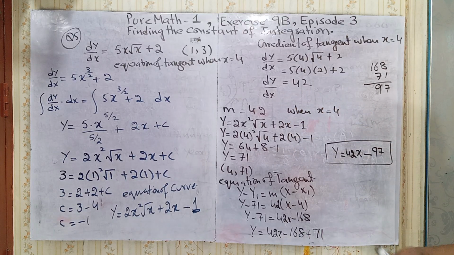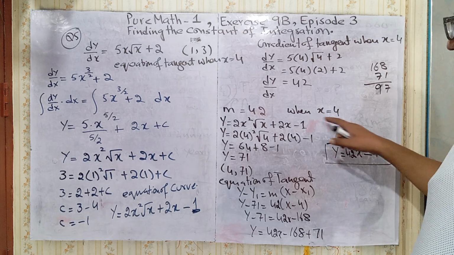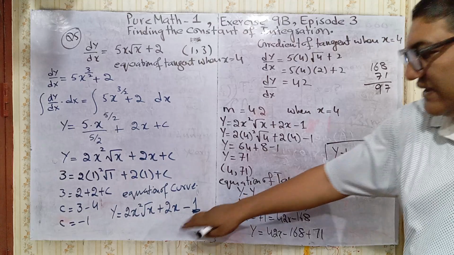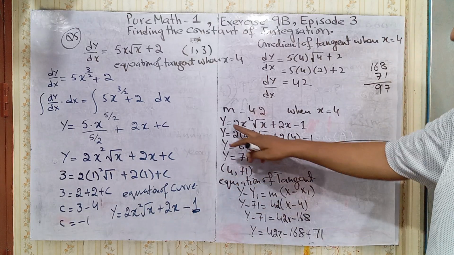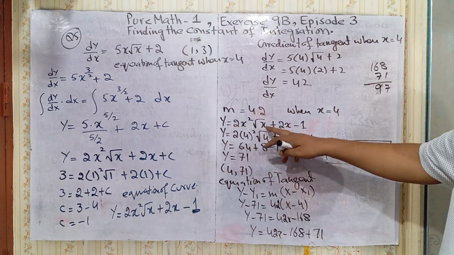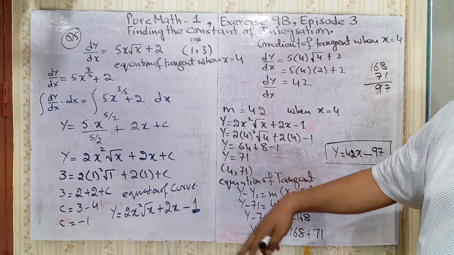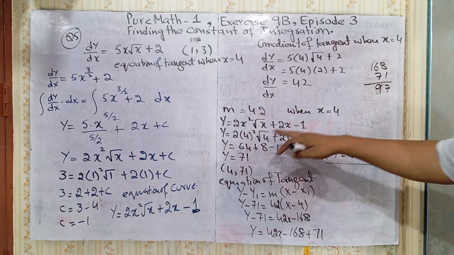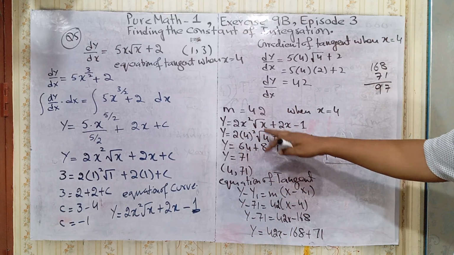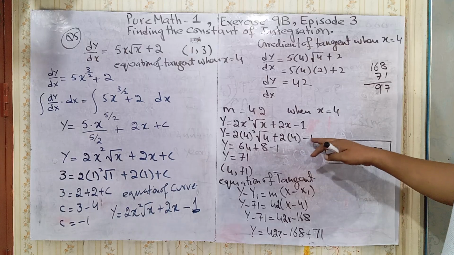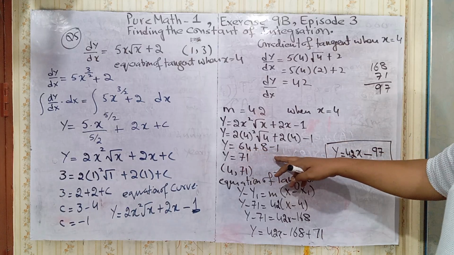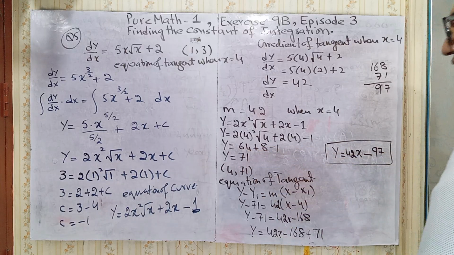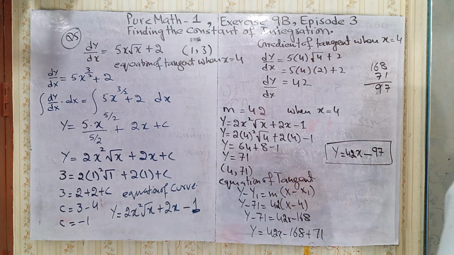To find the equation of the tangent, I need the y coordinate as well of that point. So when x equals 4, put x equals 4 in the equation of that curve. So you will have y equals 2x squared under root x plus 2x minus 1. That's the equation of the curve. In the place of x, put 4. So 2 into 4 squared under root 4 plus 2 into 4 minus 1. So that will give you 64 plus 8 minus 1. That will give you 71. So the value of y is 71.